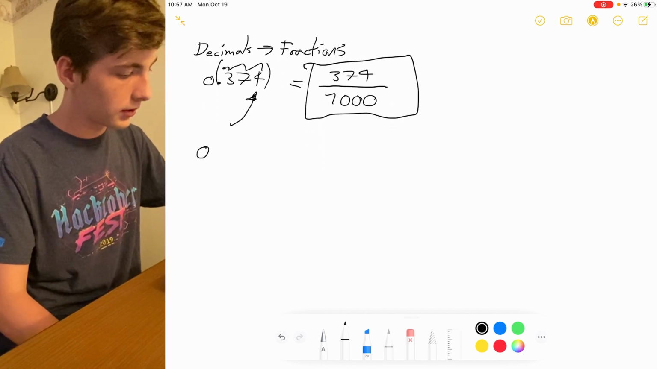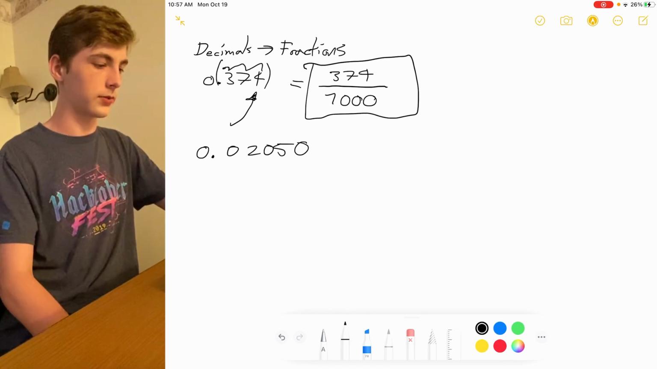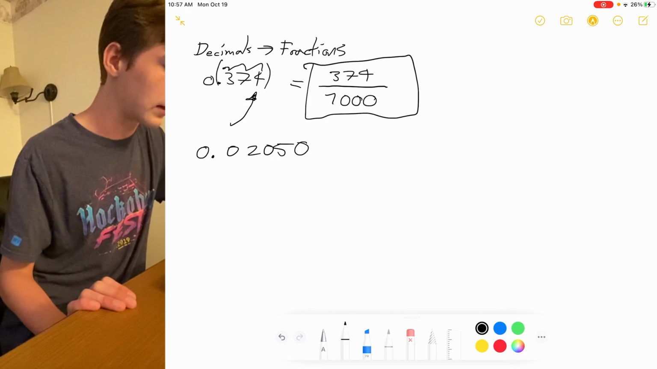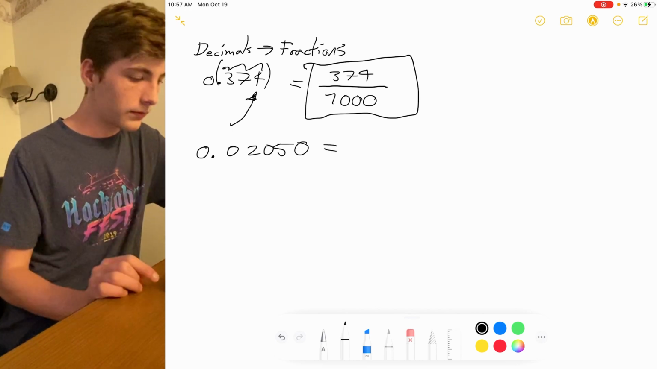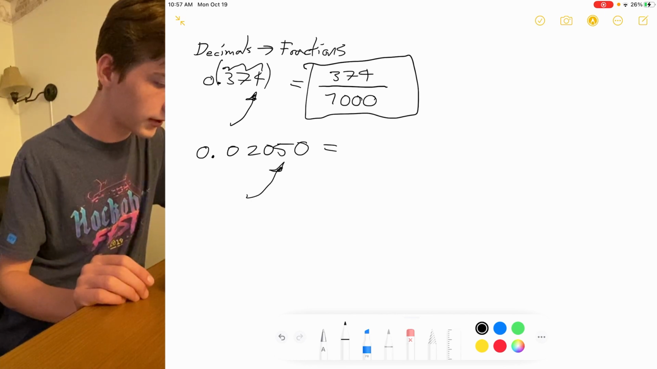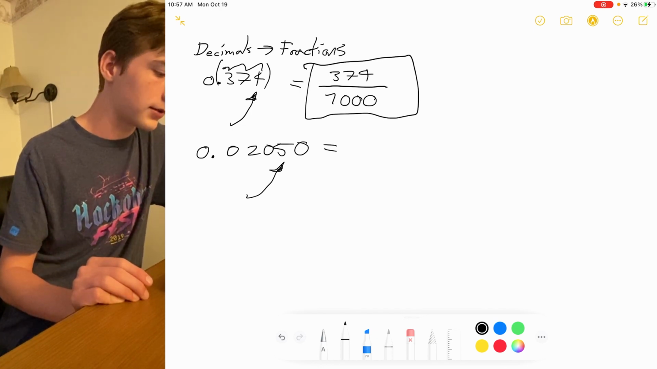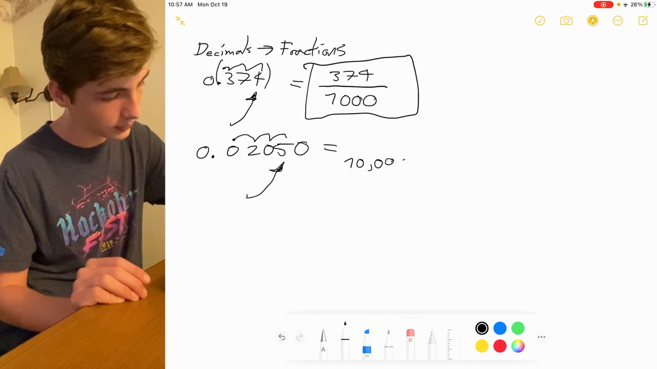Let's do another one. Let's do 0.02050, just so we can get more practice, and I'm specifically using all these zeros so that we can see how these factor into this. So we're going to find the last non-zero digit, which is 5 here, right? Because after that it's just 0. And we're going to figure out what place that's in. So we start here, that's the tenths, hundredths, thousandths, 10,000ths. So that's what's going to go on the bottom of the fraction, 10,000.